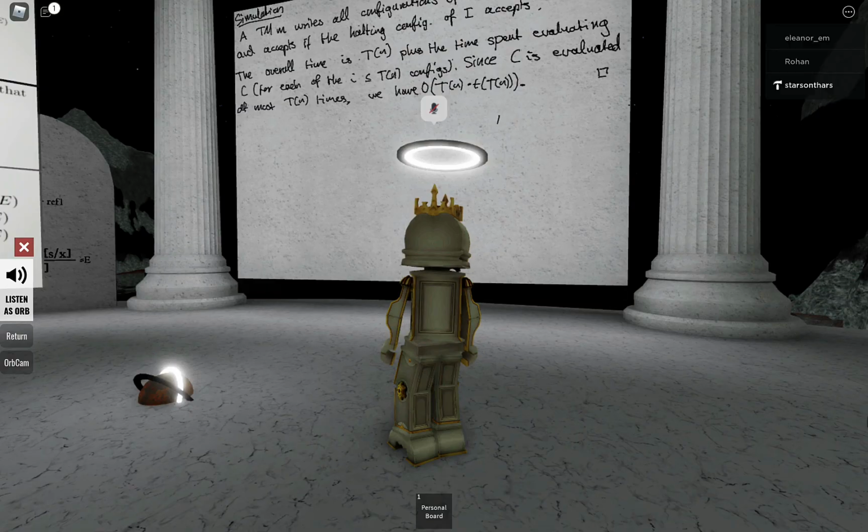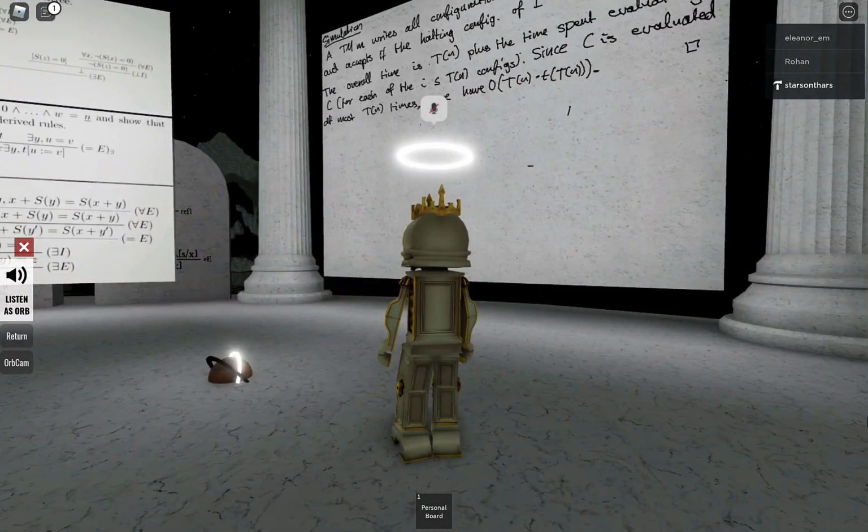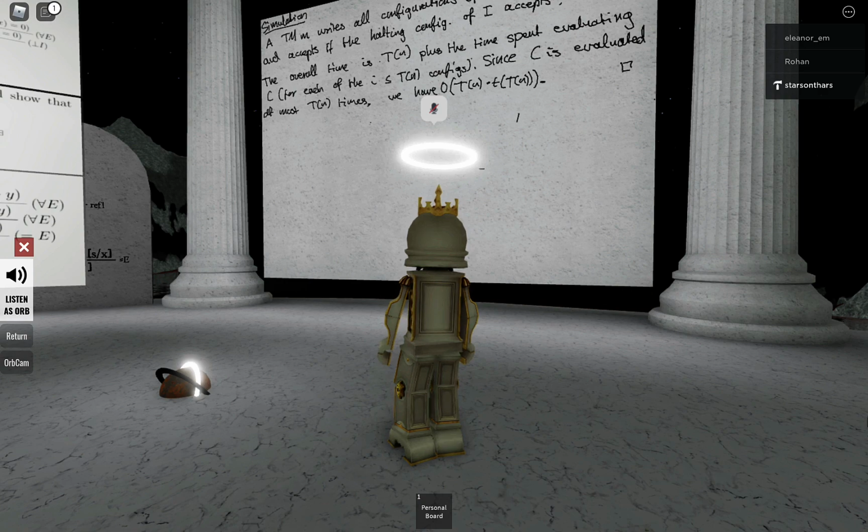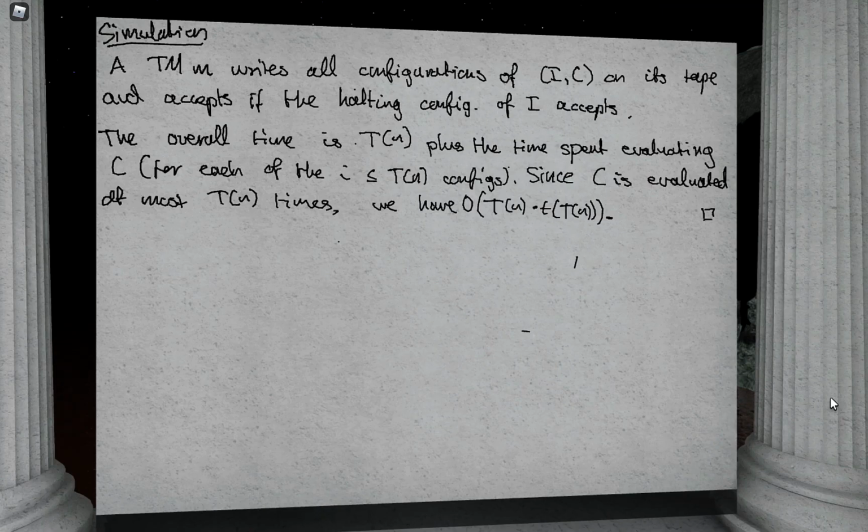So the big picture argument is that we have a bound on how many configurations can possibly happen, and by simply writing them out, which involves evaluating the control function t of n times on a string that is itself at most t of n pieces long, and because polynomials are closed under these operations, we end up with a polynomial time Turing machine.